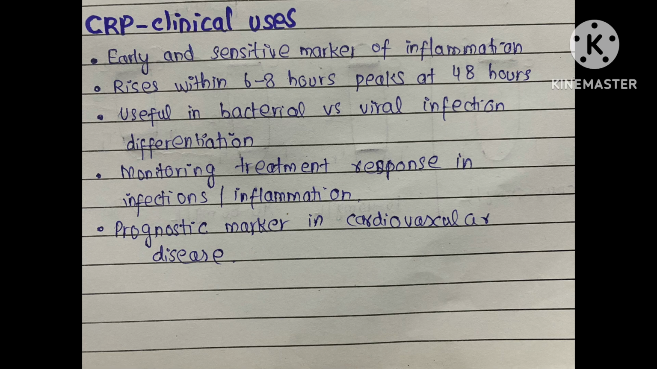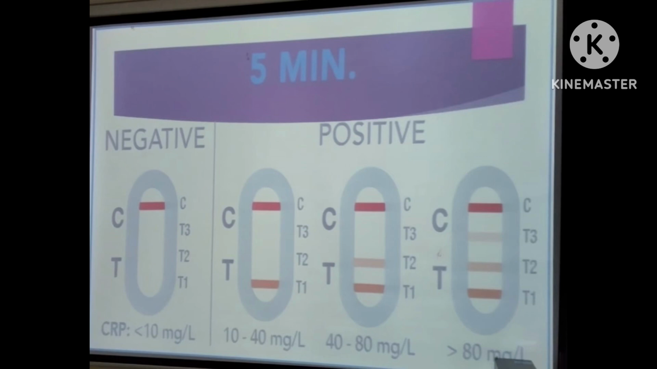CRP is an early and sensitive marker of inflammation. It rises within 6 to 8 hours and peaks at 48 hours. It is useful in bacterial versus viral infection differentiation. It is used to monitor treatment response in infection or inflammations, and it is a prognostic marker in cardiovascular diseases. This picture shows a CRP rapid test strip interpretation.